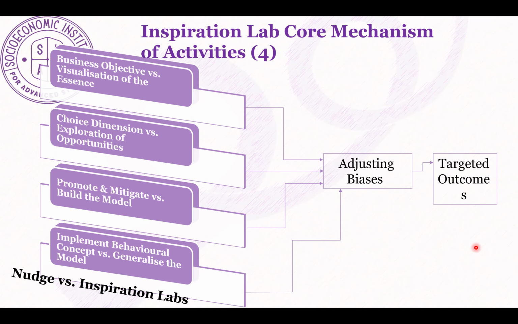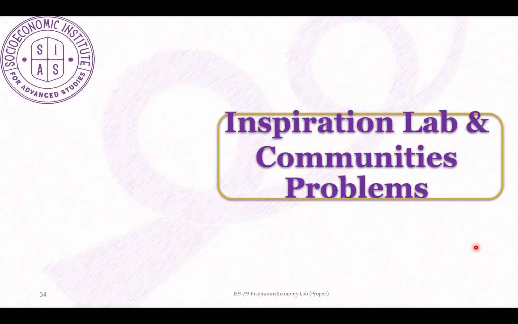Now the other thing after this mechanism, which is the visualization and setting the objective, is that we start to choose the dimension and exploration of the opportunities, and then we start to promote and mitigate, and then build the model, and then we build the behavioral concept that generalizes, again, the model in a proper way. By adjusting these biases, we will have a targeted outcome that is well calibrated.